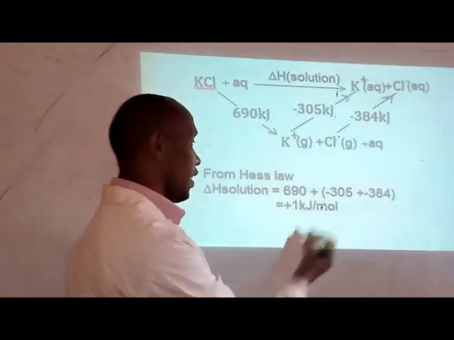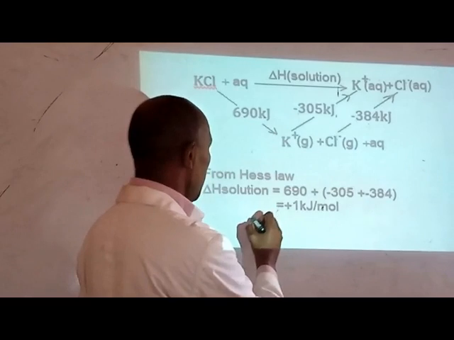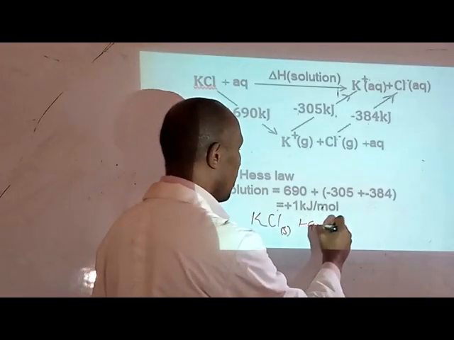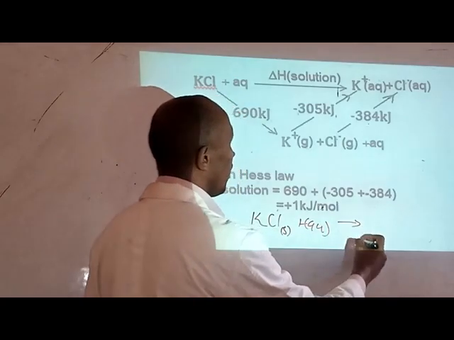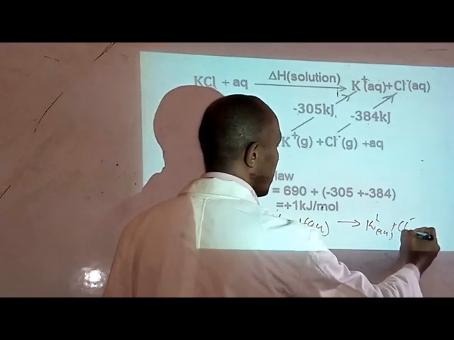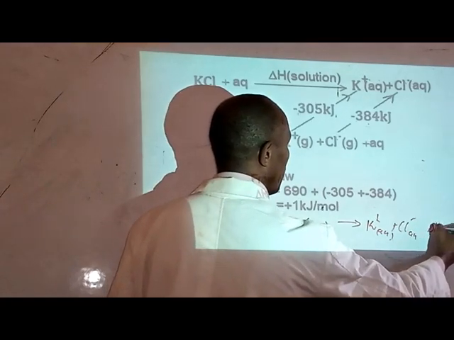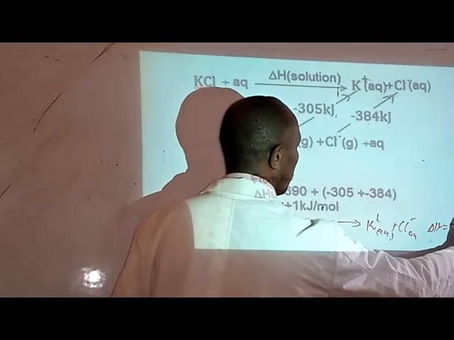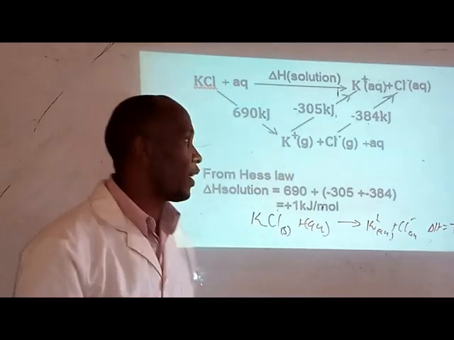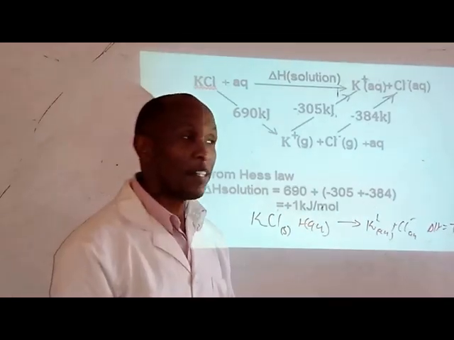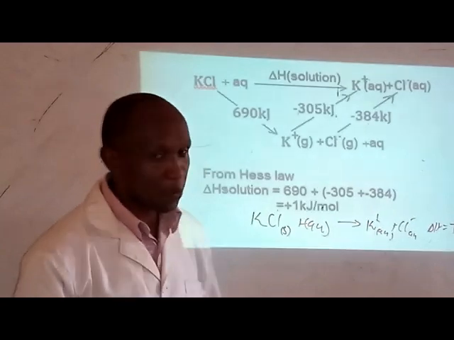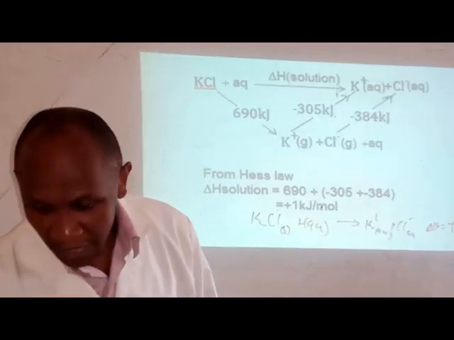If I must write the thermochemical equation, KCl solid plus water to form potassium ions aqueous plus chloride ions aqueous, delta H is equal to negative 1 kilojoule. I don't have to indicate per mole. It is for that particular equation. So can you draw an energy level diagram? That's an endothermic process, and therefore we know how to draw an energy level diagram.